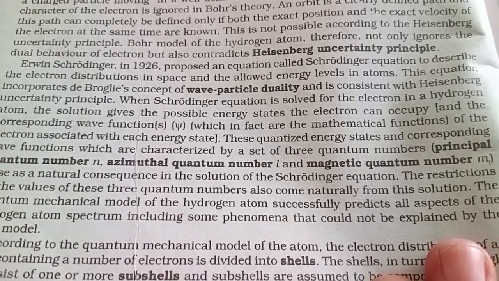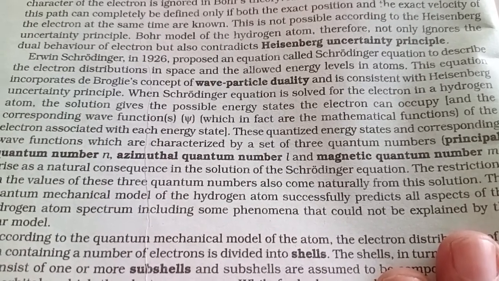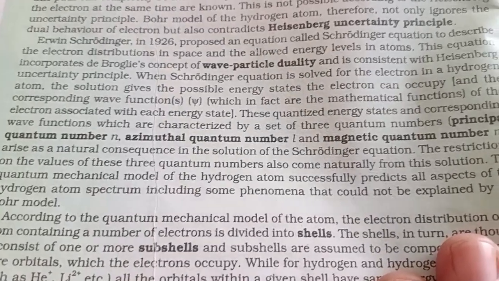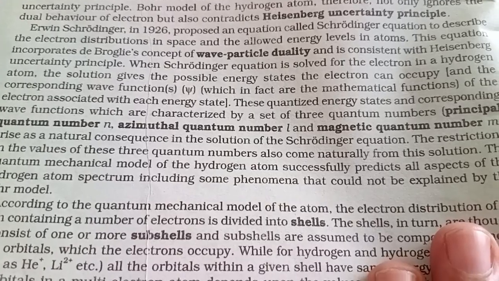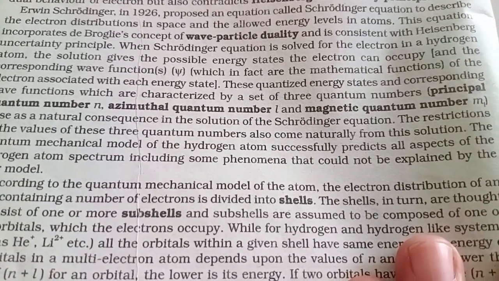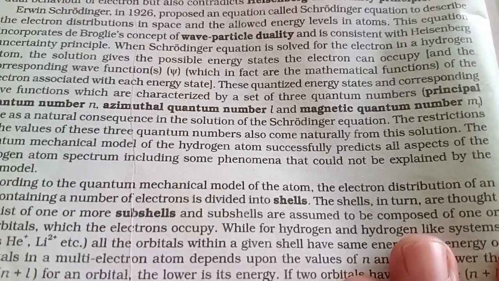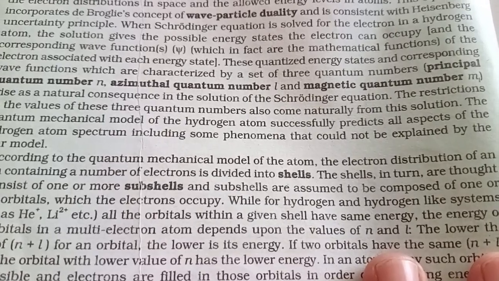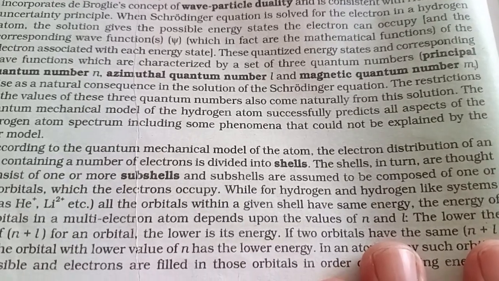When Schrödinger equation is solved for the electron in a hydrogen atom, the solution gives the possible energy states the electron can occupy and the corresponding wave functions, which are in fact the mathematical functions of the electron associated with each energy state. These quantized energy states and corresponding wave functions, which are characterized by a set of three quantum numbers: principal quantum number n, azimuthal quantum number l, magnetic quantum number m_l, arise as a natural consequence in the solution of the Schrödinger equation. The restrictions on the values of these three quantum numbers also come naturally from this solution.